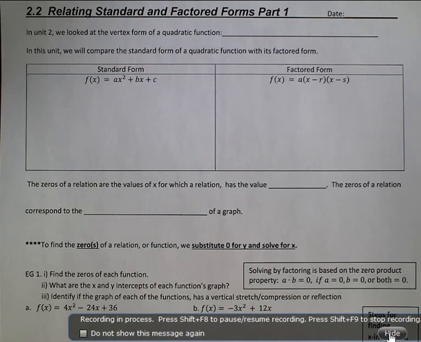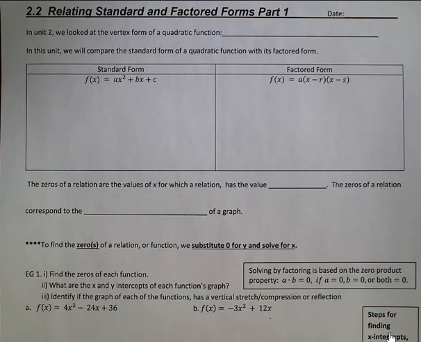Hello again, class. So in this lesson, we're going to relate the standard form and the factored form of a quadratic function. So at this point, you should have completed the investigation using Desmos, and there's some things that you should have noticed from the investigation.